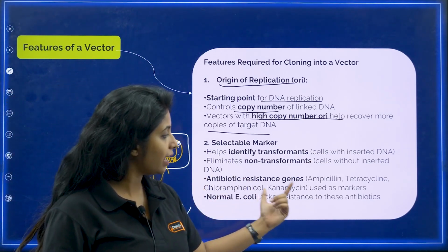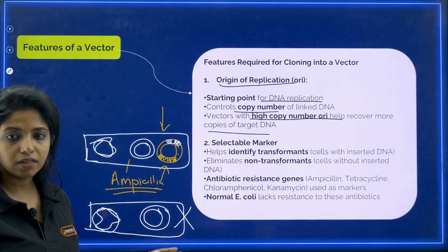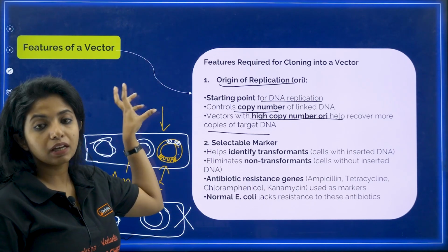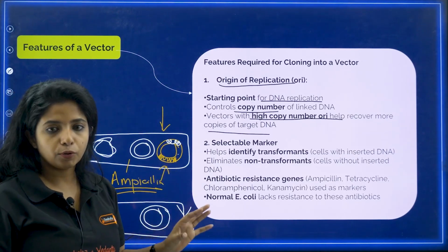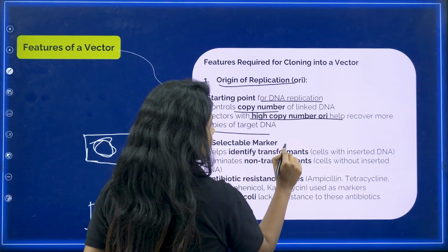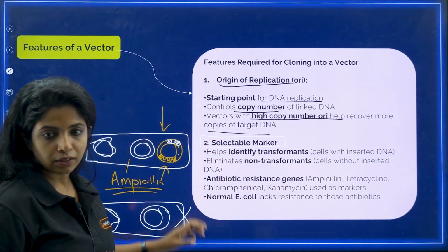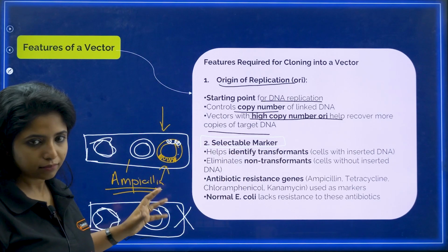So normal E. coli lacks the resistance to these antibiotics. The normal E. coli cells will lack the resistance, and only if you insert a different plasmid with all these antibiotic resistance genes will we come to know that. So that is a differentiating factor. You get it? Selectable markers are very important for a vector. So this vector has it, so it is a perfect vector. Got it? Naturally, no one has.